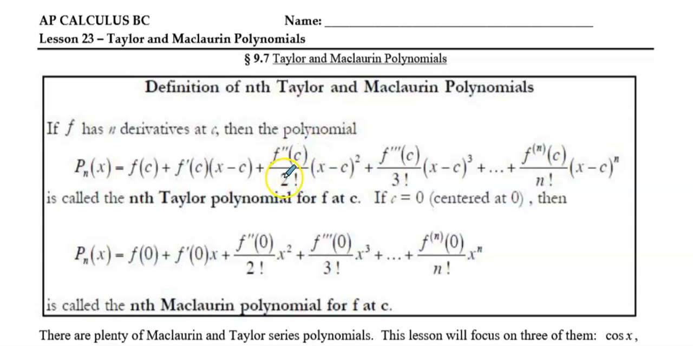So that's actually really easy for students to remember. And then we're going to add the third derivative, x minus c to the third power, again, c is the center, over 3 factorial. And so when we go to the nth derivative, it's going to be to the nth power and over n factorial. So it actually ends up being pretty straightforward.